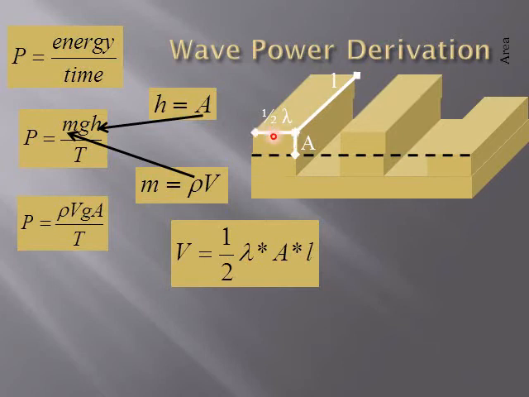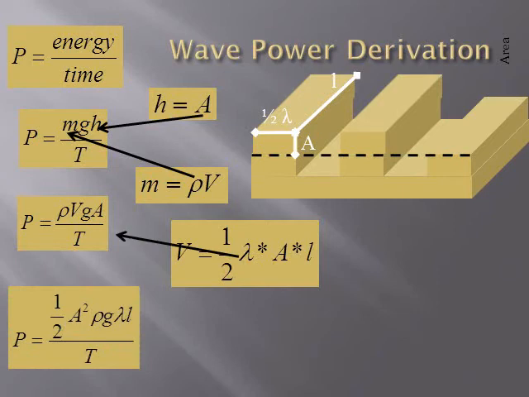So a wavelength goes from crest to the second crest. So this is only going to be half of that distance. Okay, so we have here the volume, and we're going to plug all this in, and then our equation just starts to look horribly ugly.